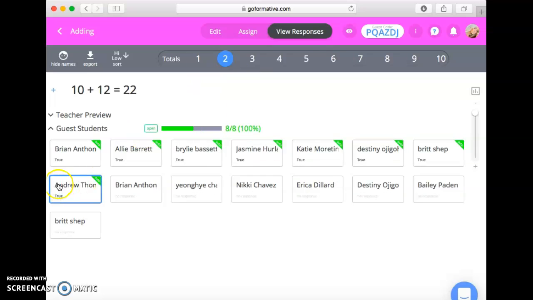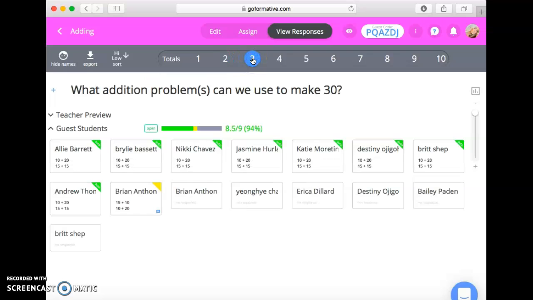Number 2, it looks like everyone got this one correct, which is awesome. We have 8 out of 8, which is 100%. The question was a true or false question. So 10 plus 12 equals 22, and the answer was true. So everyone got that correct. That's awesome.